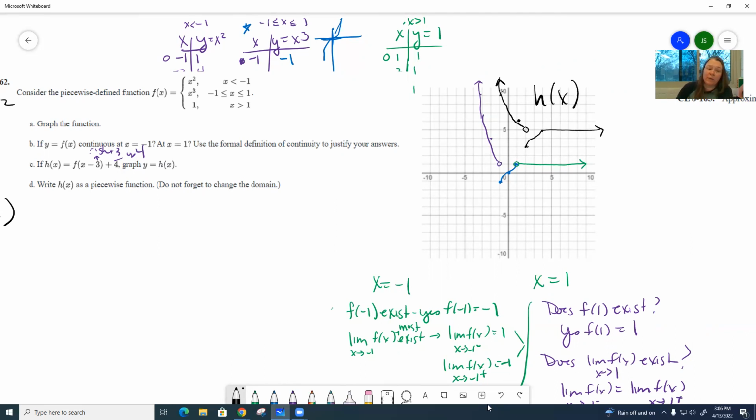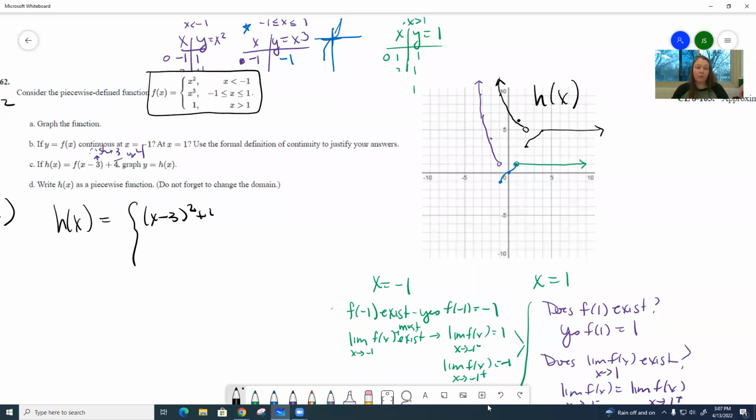And then it says write h of x as a piecewise function. Do not forget to change the domain. So that just means up here, rewrite h of x as f of x minus 3 plus 4, which you might look at and say that seems really complicated. But if I just say f of x minus 3, it means anywhere here where you see an x, you're going to put an x minus 3. So you'd have x minus 3 squared, but then you have this plus 4. We'll come to this domain here in a second.